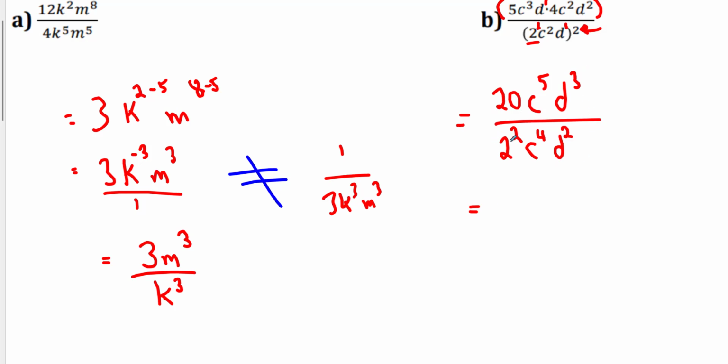So 2 squared, I'm just going to rewrite that as 4, because 2 squared is 4. What's 20 divided by 4? Well, that's just 5. What's c to the 5 divided by c to the 4? Well, that's just c to the power of 1. And d cubed divided by d squared, that's just d to the power of 1. So final answer is 5cd.